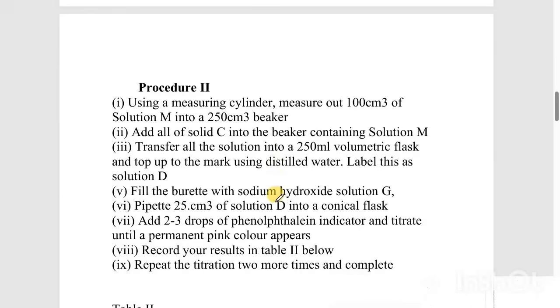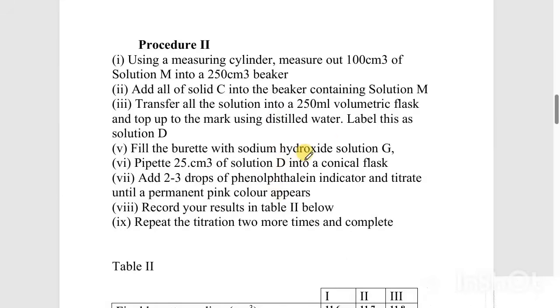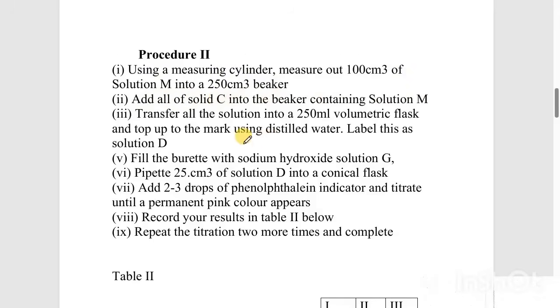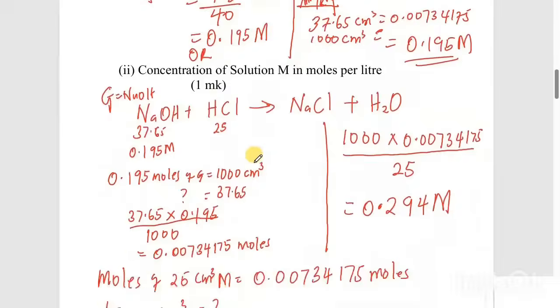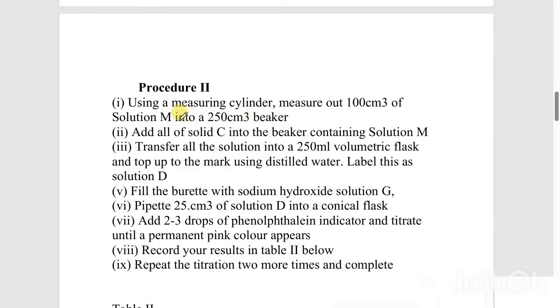Procedure 2, using a measuring cylinder, measure out 100 centimeters cube of solution M into a 250 centimeters cube beaker. Add solid C into the beaker containing solution M. Solution M is hydrochloric acid.